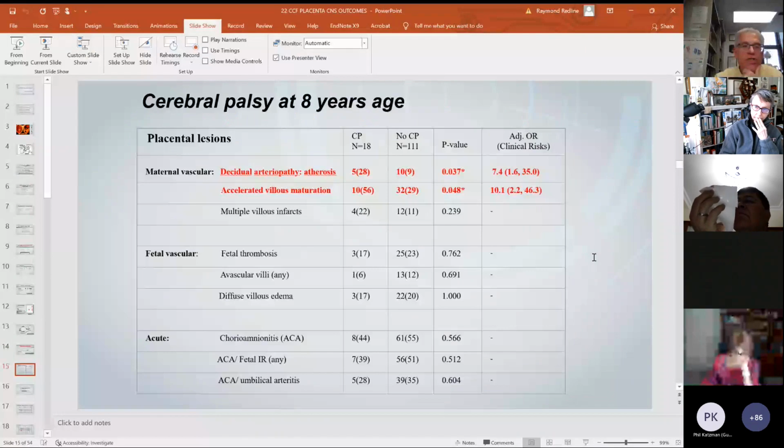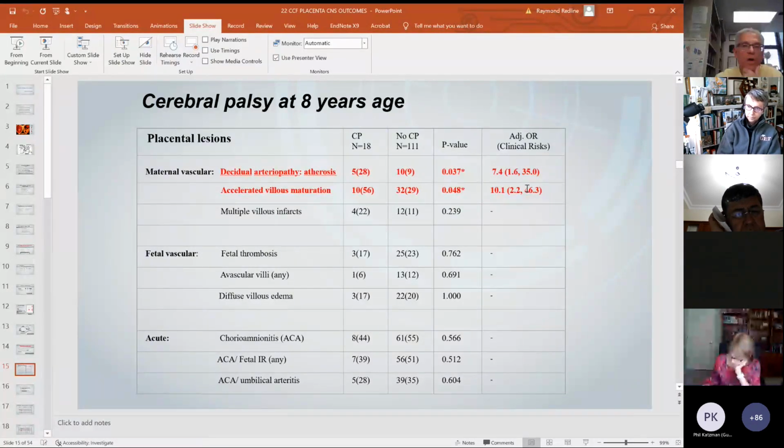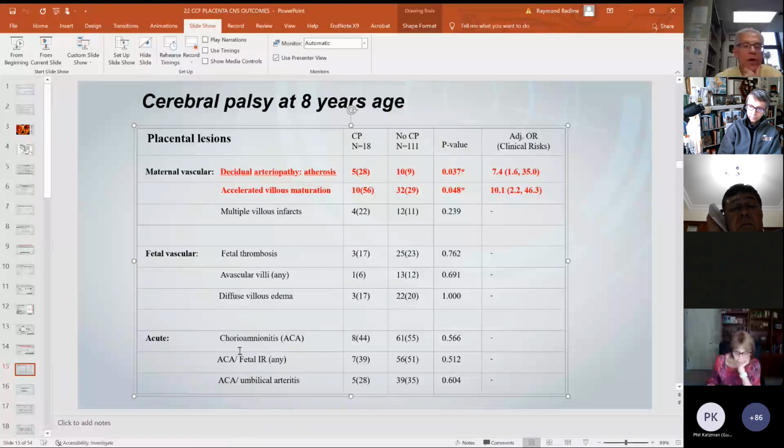So first, just looking at cerebral palsy at 8 years of age, we found that actually maternal vascular underperfusion, so preeclampsia-like pathology, was the strongest predictor of cerebral palsy. So the actual arteriopathy, which underlies the diagnosis of preeclampsia and maternal vascular malperfusion, and then the secondary accelerated villus maturation that you see with maternal vascular underperfusion were all strongly associated with cerebral palsy, whereas fetal vascular lesions and infections were not.